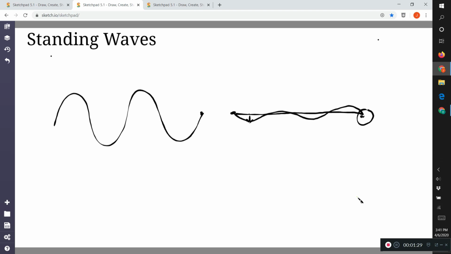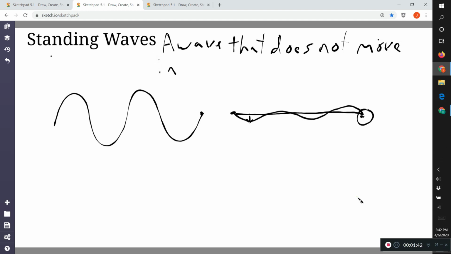What a standing wave is, it's a wave that does not move in space. So when you play your guitar, there's vibration in the string, but that string is not moving to the left or right. It's just staying right there.